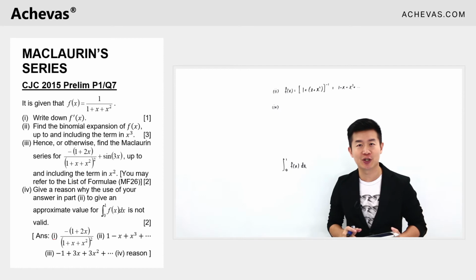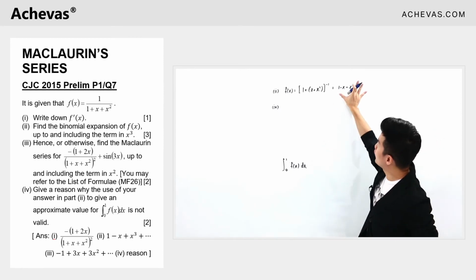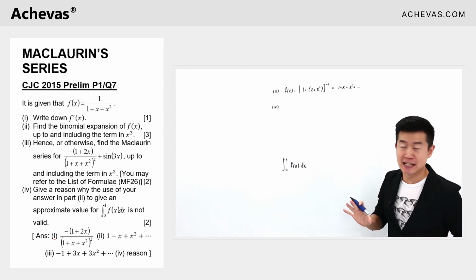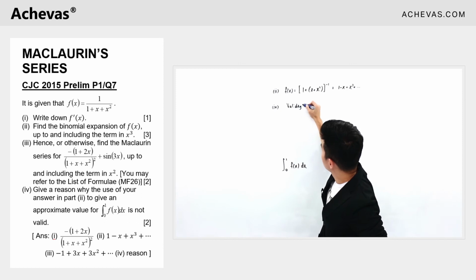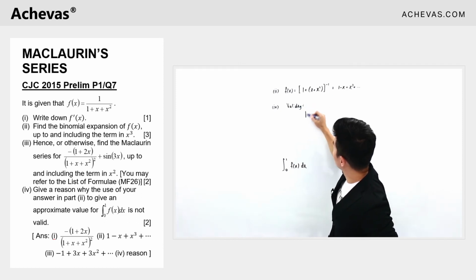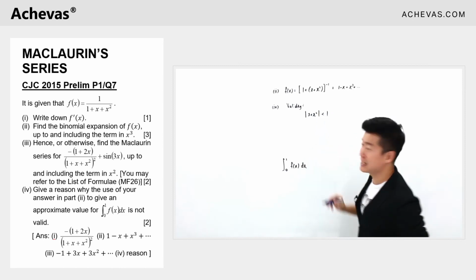In part 2 of the question, we try to re-express f(x) in this binomial expanded form, which means that this form over here requires a validity. So let's try to calculate the validity of our binomial expansion. For the validity, it is going to be the modulus of the second term, |x + x²|. This must be less than 1.